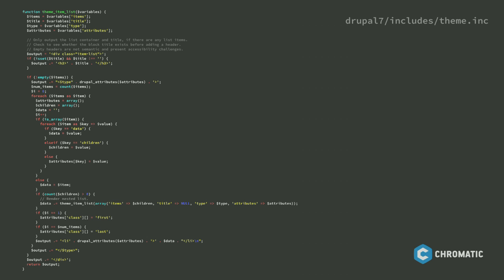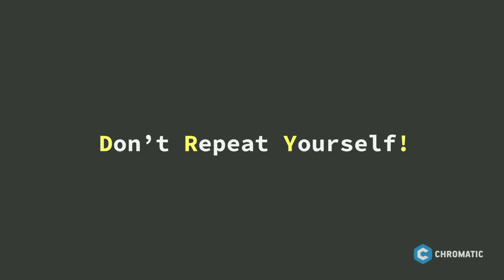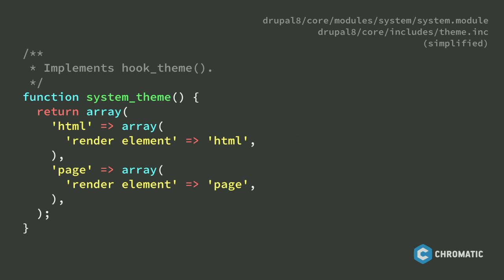Now, if I wanted to make any changes to the markup that this outputs, I'm going to have to copy and paste the entire thing to override it and make changes from there. But we don't want to be repeating ourselves. We don't want to be constructing markup in PHP like that. So theme functions are dead, again.